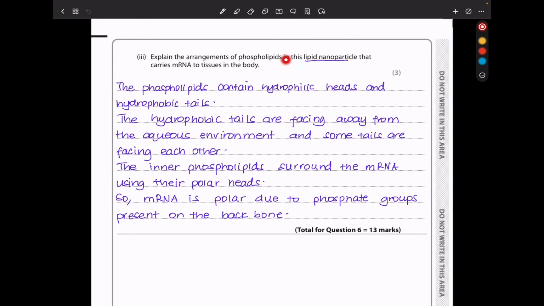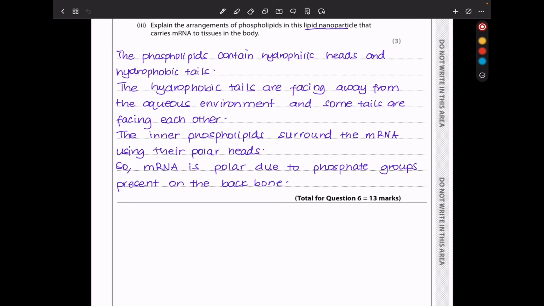Next, they say explain the arrangements of phospholipids in this lipid nanoparticle that carries messenger RNA to tissues in the body. I have actually gone through this with you when we were looking at the arrangement of the lipid nanoparticle. So the phospholipids contain hydrophilic heads and hydrophobic tails. The hydrophobic tails were facing away from the aqueous environment, and we saw that some tails were facing each other. The inner phospholipids surround the messenger RNA using their polar heads. So messenger RNA is polar due to the phosphate groups present on the backbone. So this brings us to the end of question 6. Let's continue to question 7.